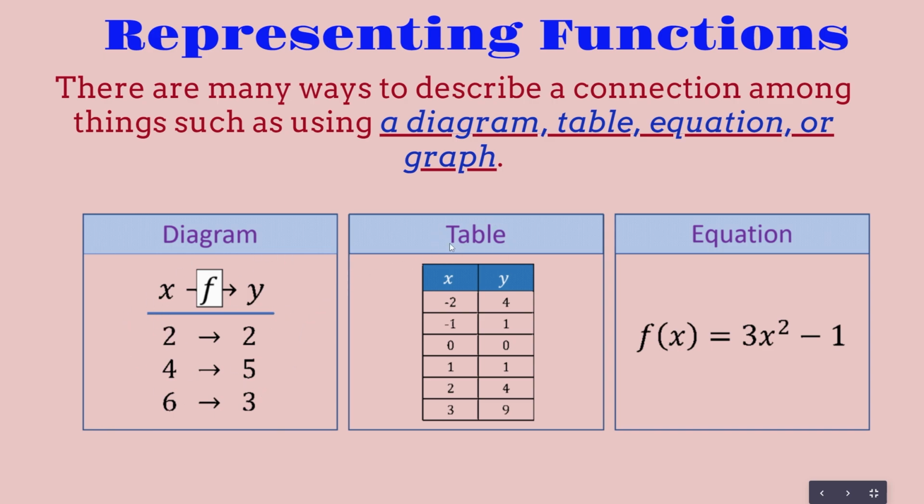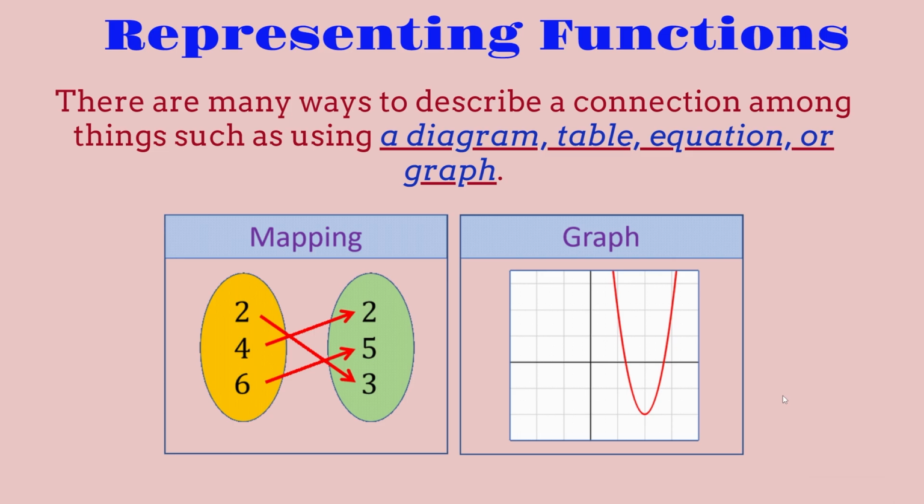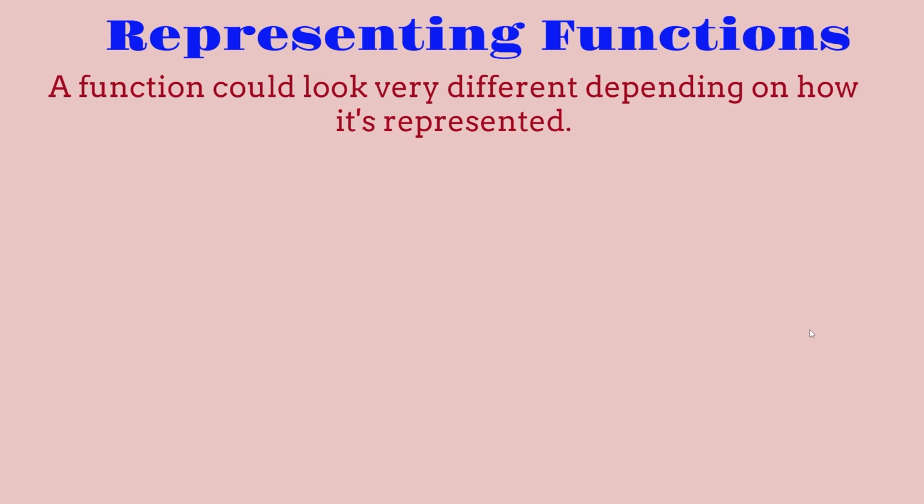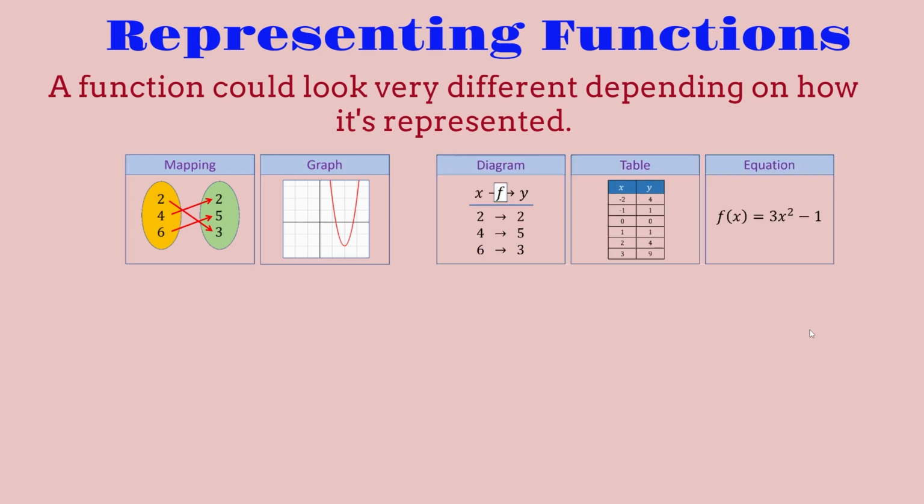And then for the next one we have a table. The table values, where you have the input on one side and then the output on the other side, and then you just put them out in a table format. And then another one is an equation. This is how the equation one would look like. And then there's also mapping. Mapping is where you have these two different circles and then you draw arrows to which one it's connected to. And then finally there's also the graph. The graph is where you actually plot the function onto the graph. So these are the different ways that you can represent functions. And a function could look very different depending on how it's actually represented. So these are the different ways that we saw.